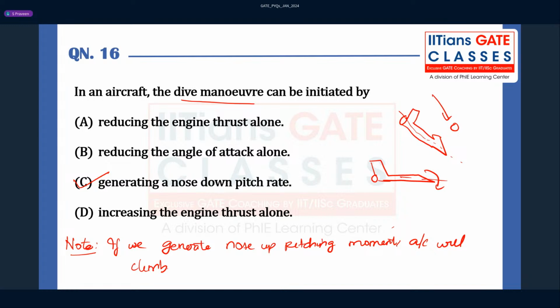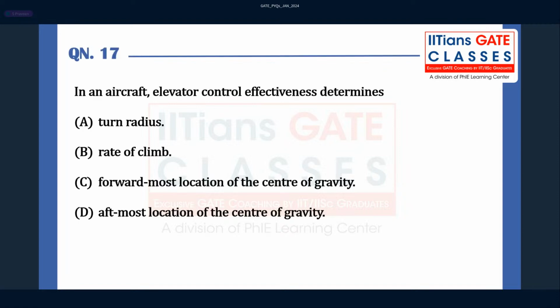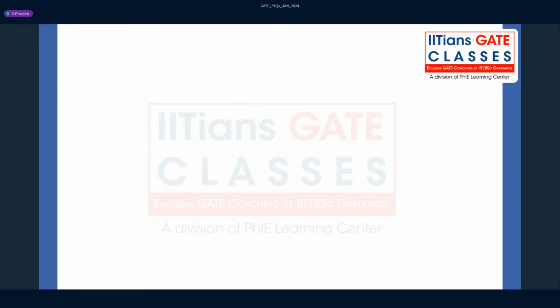Then let me go to the next problem. In an aircraft, elevator control effectiveness determines: turn radius, rate of climb, forwardmost location of the center of gravity, or aftmost location of the center of gravity. So let's try to do this again. Very simple one. The elevator control effectiveness is basically your CL delta E.